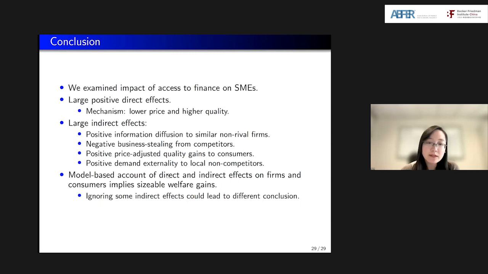And the model-based account for both direct and indirect effects on firms and consumers implies sizable welfare gains. And this means that ignoring some of the indirect effects could be misleading in policy implications. So that's all. I look forward to your comments.